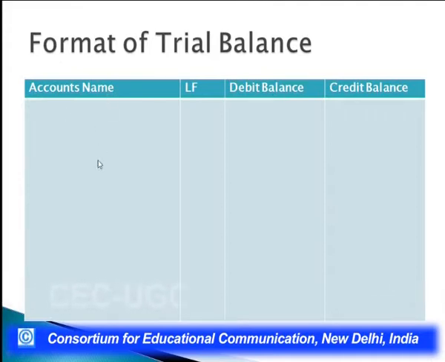We have the first column, which is titled account name. It could be capital, it could be cash, so the name of the account. Where would the account name come from? It would come from the ledger book. So the ledger folio can be written for the purpose of verification. This second column is LF. LF means ledger folio, because this account name is the name of the account from which the amount is actually coming, from the ledger book.